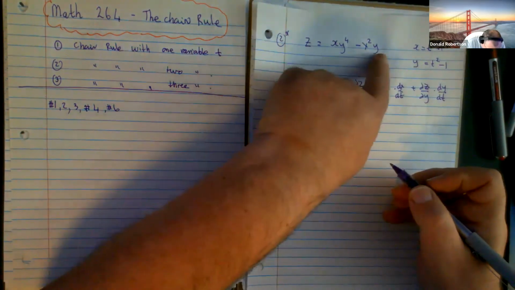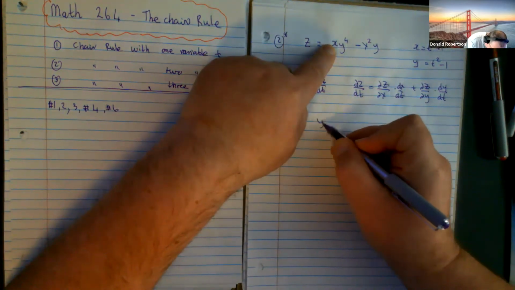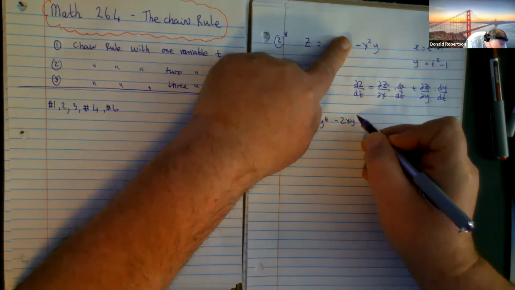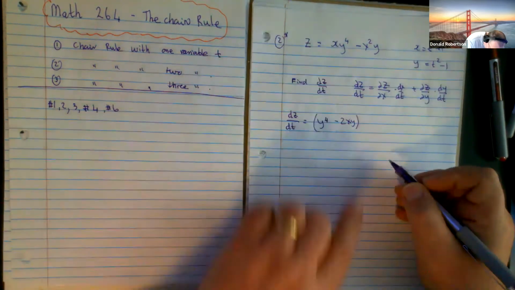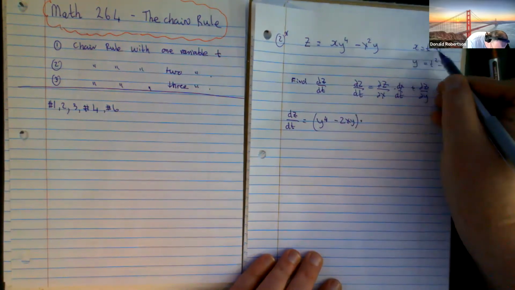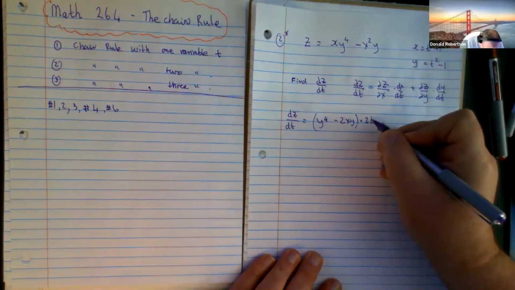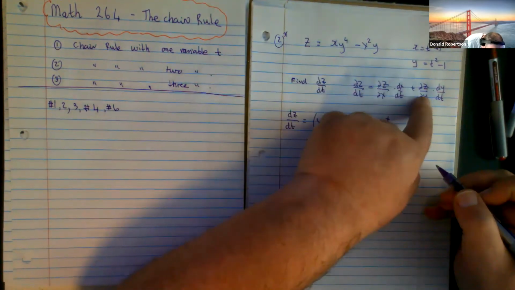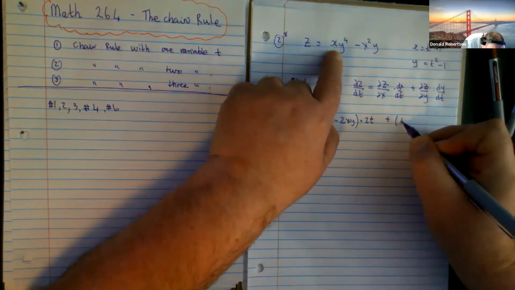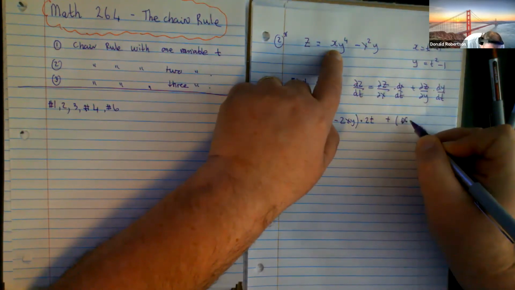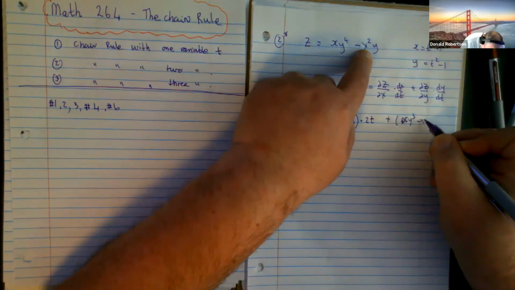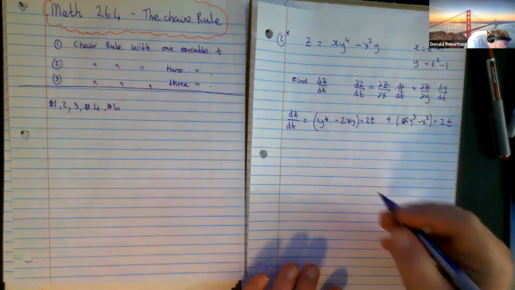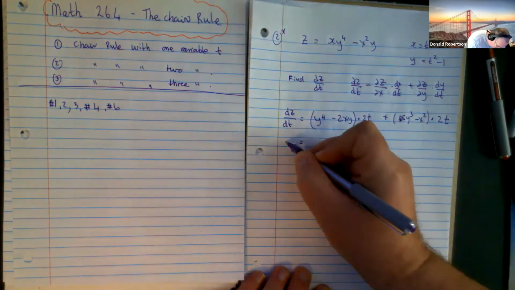Okay, partial derivative of this with respect to x is y to the 4, and this guy gets you negative 2xy. And then you multiply it by the derivative of x with respect to t, which is 2t, plus the partial derivative of this with respect to y, and well, that guy is going to get you 4xy cubed, and that guy is going to get you minus x squared times the derivative of that, which is 2t. And that's pretty much the major part done.